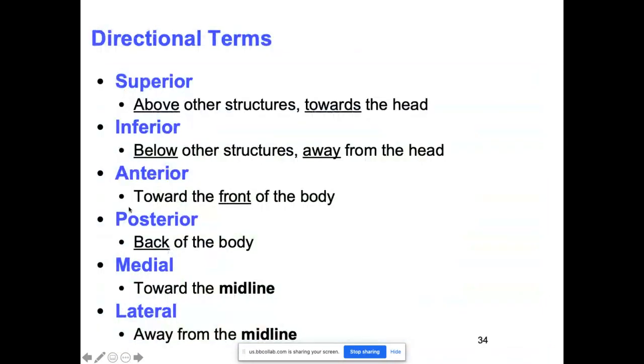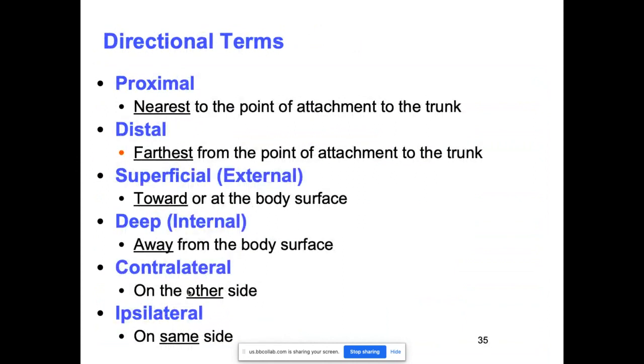Other words to be familiar with: superior and inferior, they're opposite. Anterior and posterior, they're opposite. Medial and lateral, they're opposite. Superior is above, inferior is below, anterior is the front, posterior is the back. Medial is towards the midline of the body, and if you're moving away from the midline of the body, we say we're moving laterally. And I'll show you what those look like on a picture.